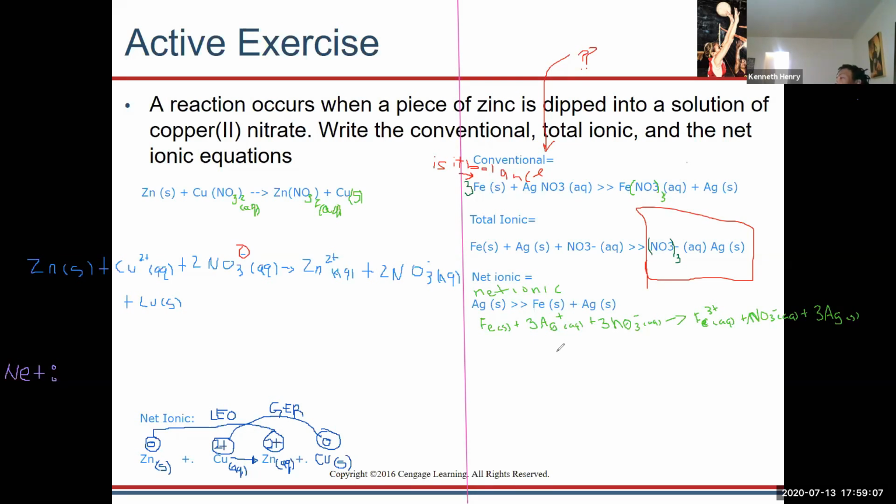So would that be the net ionic reaction, or would that be the total ionic reaction, Juan? It would be the net. Okay. So we're going to fix the first one. Do you guys see what's wrong with it? Yes. Okay.